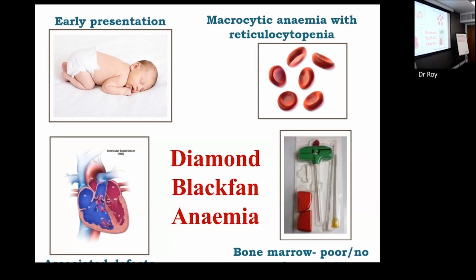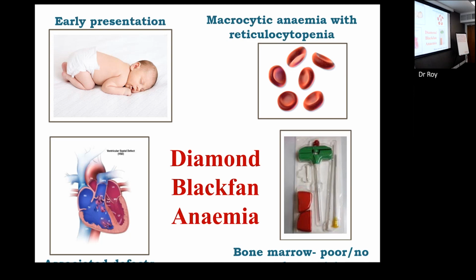The features of DBA are, first of all, that they tend to present early, in the first year of life. It used to be that if you didn't present in the first year of life, most pediatric hematologists would say it's not DBA. But this is really changing because we're doing genetic screening in a lot more individuals, and we're finding milder forms that present later.